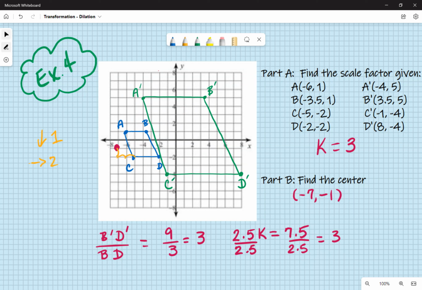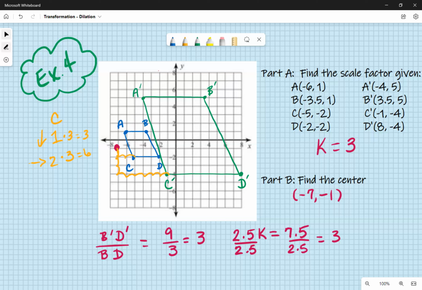All right, so I said that my scale factor was 3. So if that's the case, I'm going to multiply each of these times 3. And this originally was my C. So my C prime, I should end up going down 3 and over to the right 6. So let's see if that's true. 1, 2, 3. 1, 2, 3, 4, 5, 6. Yes, that is true. So that worked out.